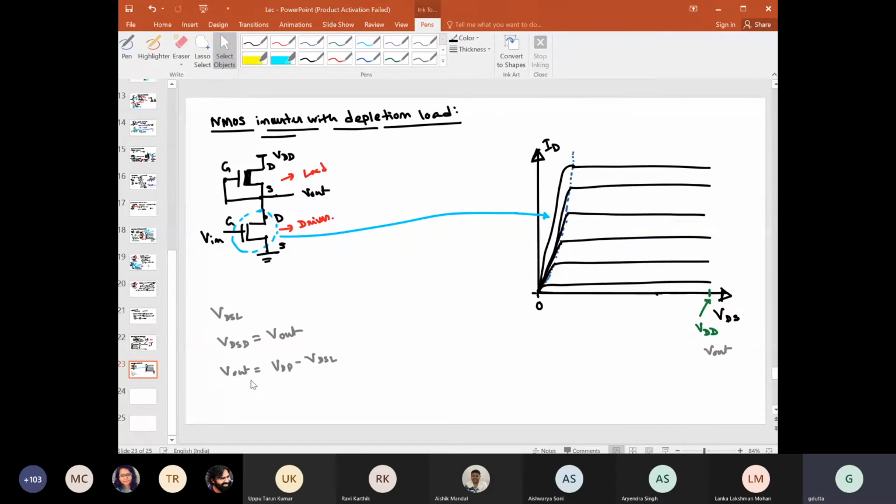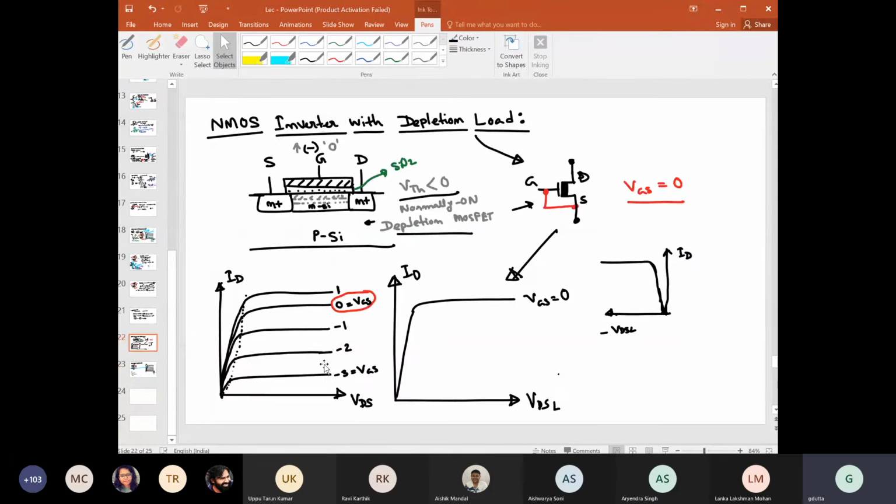Okay. Then see here, this is also V out. So in terms of V out, it is basically VDD minus VDSL, right? Okay. So with this, now we have to add plus VDD. So that means this has to be shifted. This point is 0. Now this has to be shifted towards this side till VDD.